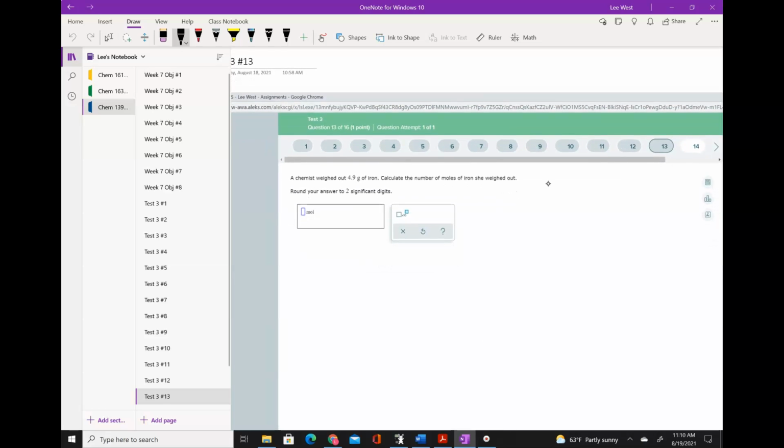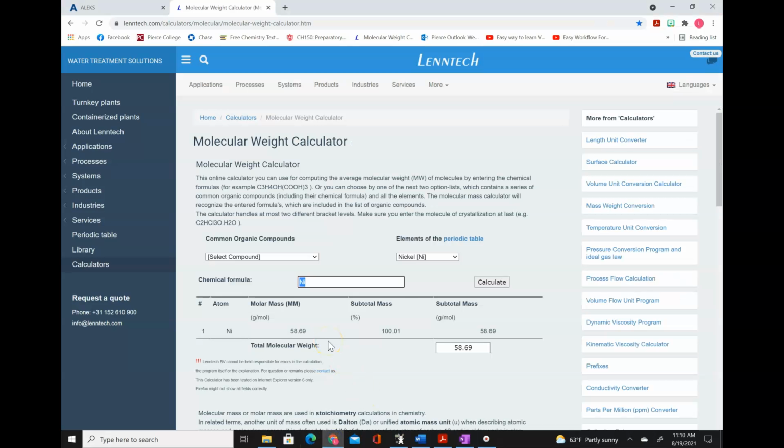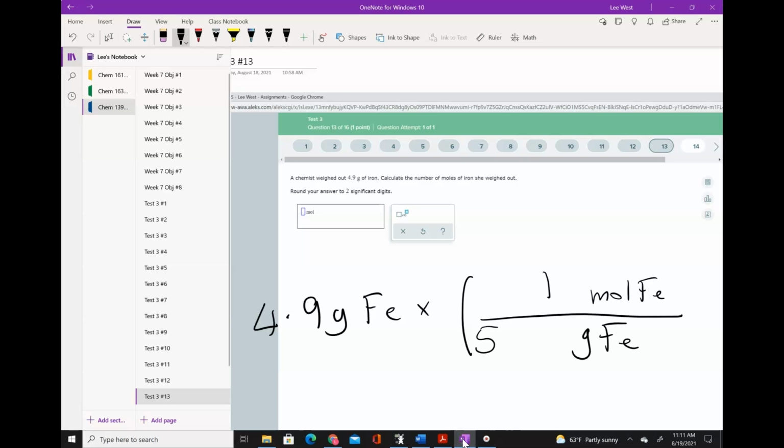So it says a chemist weighed out 4.9 grams of iron. Calculate the number of moles of iron she weighed out. So again, 4.9 grams of iron multiplied by, we need grams of iron on the bottom line, and we need moles of iron on the top line. That's just what we call the molar mass. So we go to our periodic table or to an online molar mass calculator, and we go Fe for iron at 55.85 grams in 1 mole.